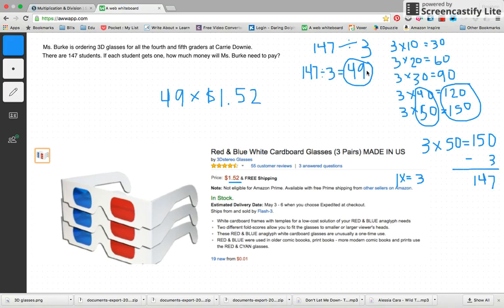I forgot to say, this is just one division strategy. You could also do the algorithm, and I'm not going to go through all of the strategies for this video, but I know a lot of students like to do the box method for multiplication. I'm actually going to do the algorithm, so I'm going to rewrite it vertically and do $1.52 times 49.